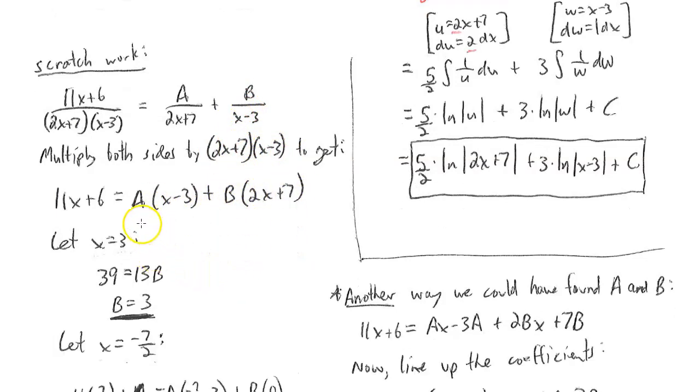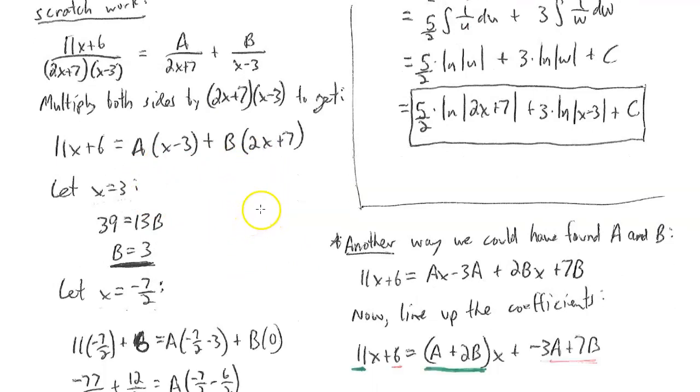Okay, so now how do we find the a and the b? Well, there's a couple ways. Let me show you actually both ways. One way is to let x be 3 and then to let x be, well, what would it be here? What value of x would make this 0? Well, you could actually set this equal to 0 and solve it for x. You would get x equals negative 7 halves. Again, I didn't show that scratch work there, but 2x plus 7 equals 0. Solve it, you get x equals negative 7 halves.